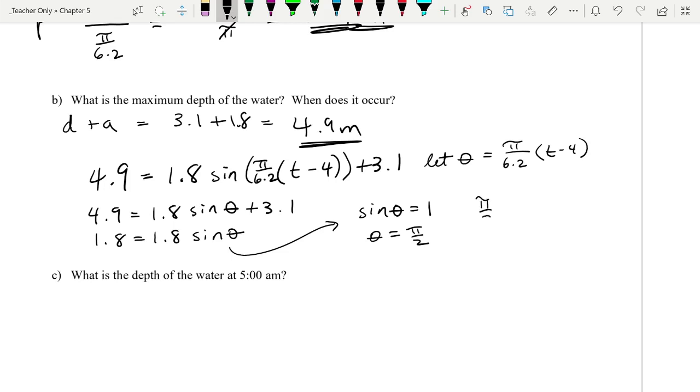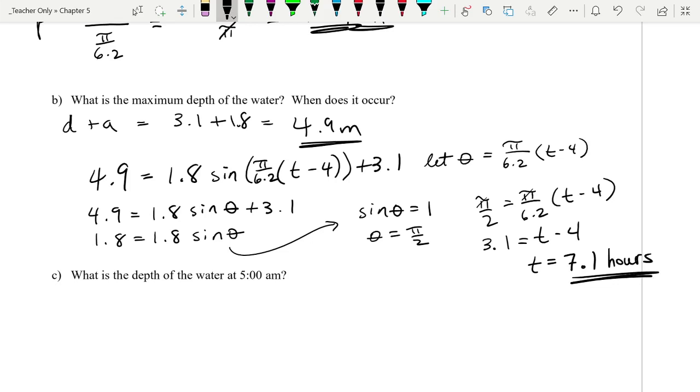So pi by 2 has to equal this. I can divide both sides of the equation by pi. I can times both sides of the equation by 6.2. And t is equal to 7.1 hours. Isn't that nice?